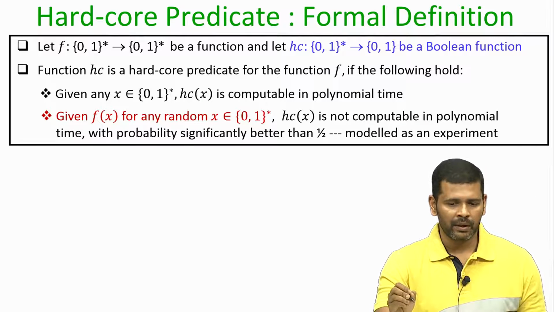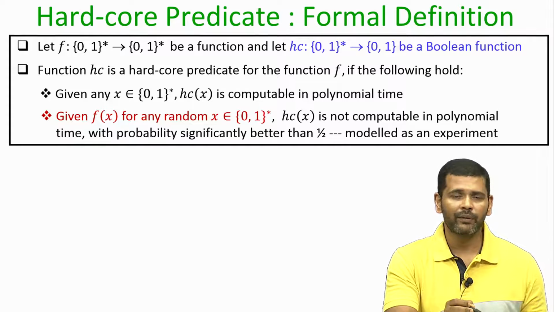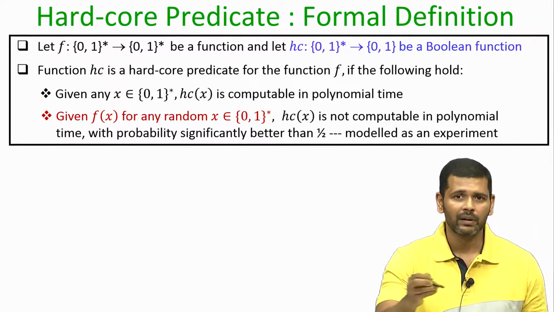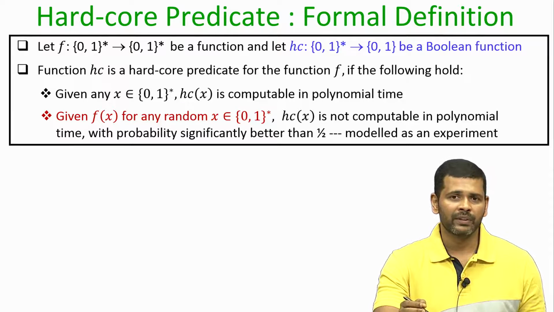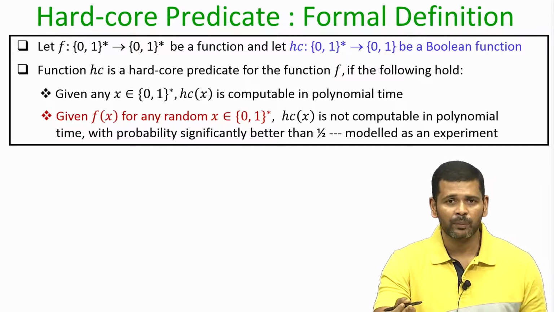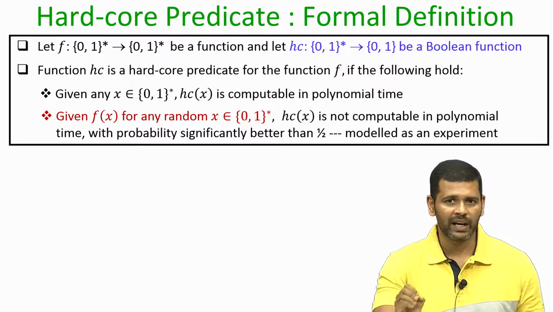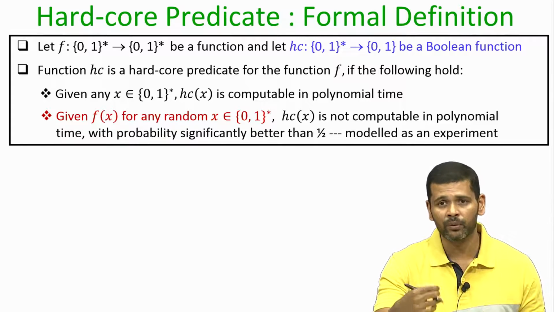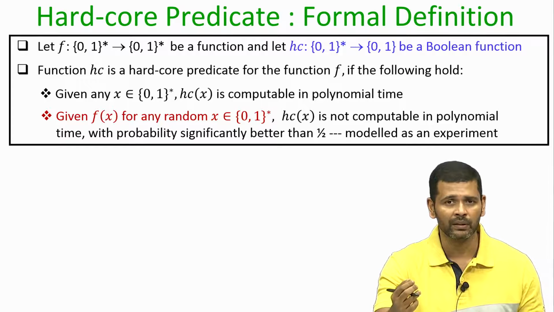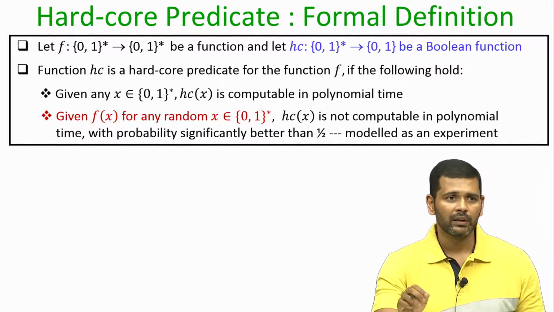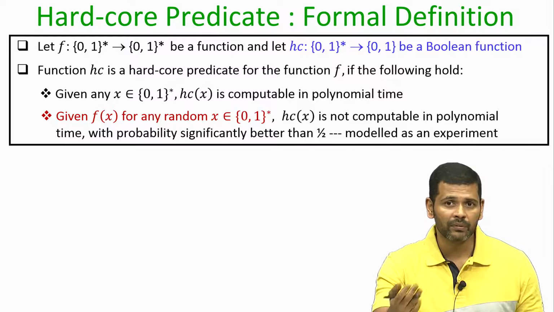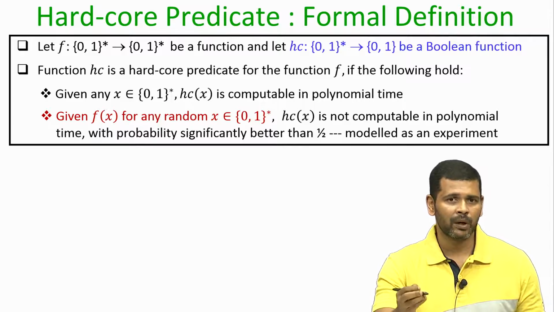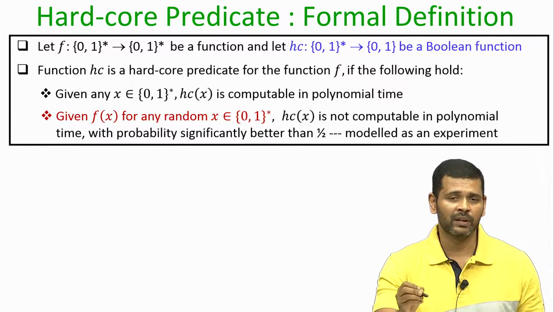The second interesting property, which actually makes the hardcore predicate very interesting, is the following: if you are given the value of f of x for a randomly chosen x, then it is not possible to compute the value of hc of x with probability significantly better than half in polynomial amount of time. That means, the challenge here is that if I give you f of x and I do not tell you the value of x, where x is randomly chosen, then even after learning f of x, you should not be able to compute the value of hc of x in polynomial amount of time, except with probability negligibly better than half. If that is the case, then we say that hc is a hardcore predicate associated with the function f.